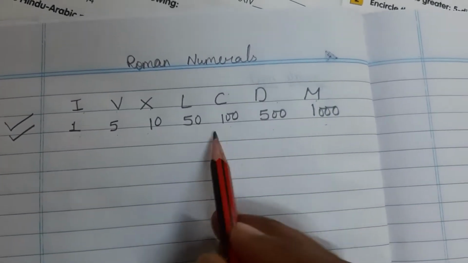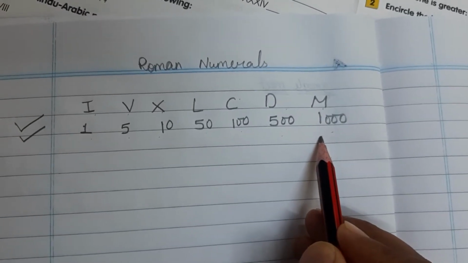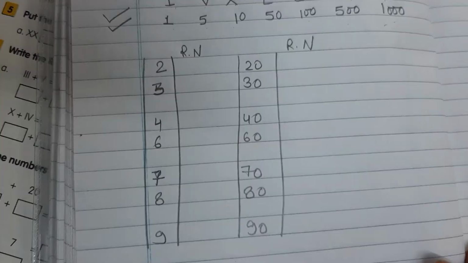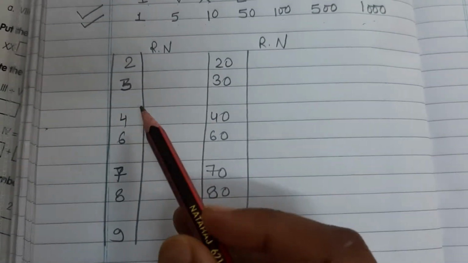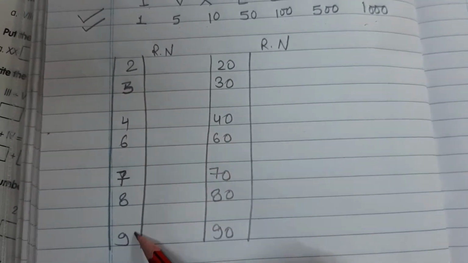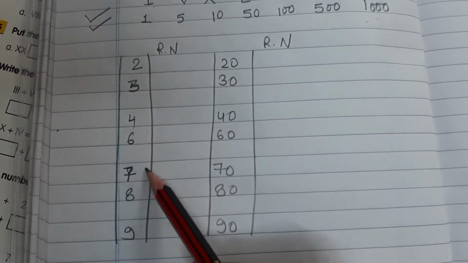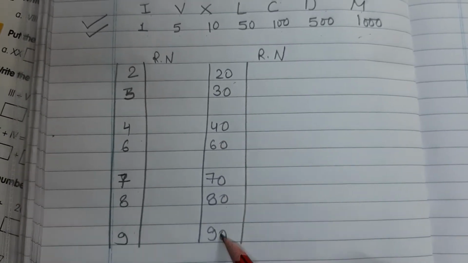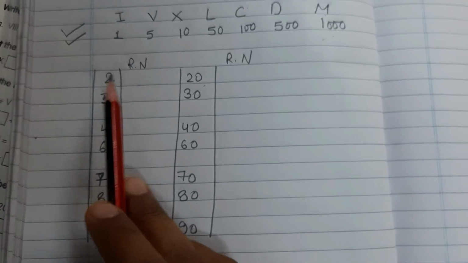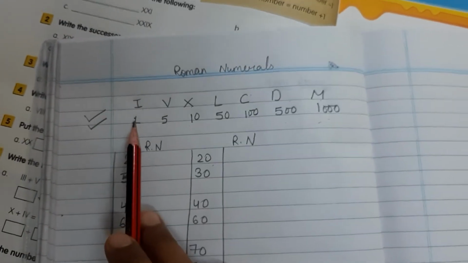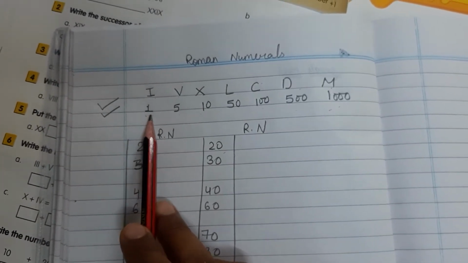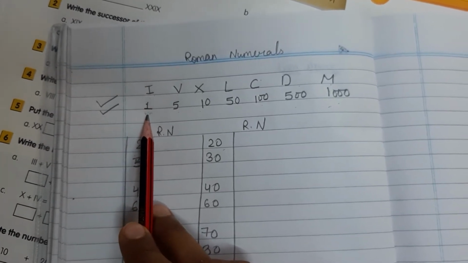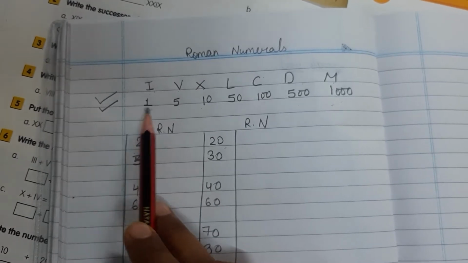Based on these 7 Roman numerals, we will find other Roman numerals. Now look here, these are some Hindu-Arabic numbers: 2, 3, 4, 6, 7, 8, 9. Here 20, 30, 40, 60, 70, 80 and 90. We are changing these into Roman numerals. First one is 1. 1 you have to denote in Roman numeral as I. So 1 you have to write 2 times, then the number becomes 2.